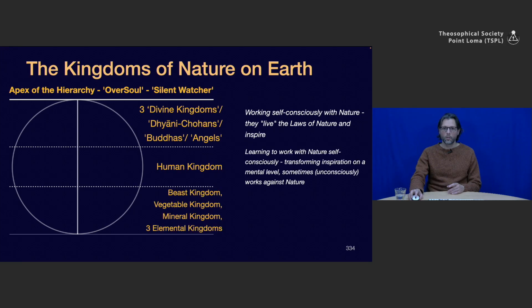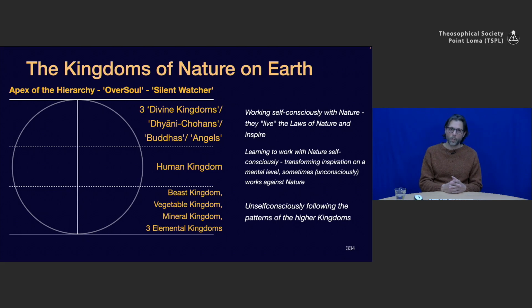Finally, we have the animal or beast kingdom, the plant kingdom, the mineral kingdom, and 3 elemental kingdoms. They follow more or less unself-consciously the patterns of the higher realms. Now, if you're hearing this for the first time, you can probably imagine something when we talk about animals, plants, or minerals. But the elementals are beings in a realm invisible to us, who play a role, for example, in all kinds of currents, such as electricity, the phenomena in weather, but also, for example, mental currents. For example, our thoughts are also elemental beings.